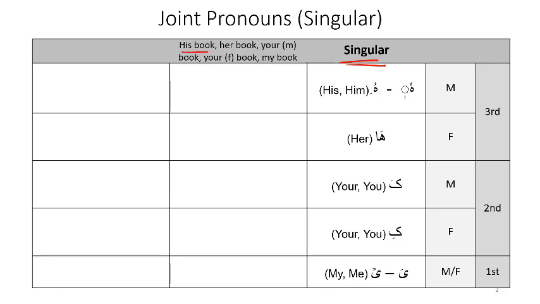If we want to say his book, the attached pronoun is hu. So what we can write is kitabuhu. If we want to say her book, we will write kitabuha. If we want to say your book, we will say kitabuka. If we want to say your book to a woman, then we will say kitabuki. So this is second person female. If we want to say my book, so that's first person, then we will say kitabi.